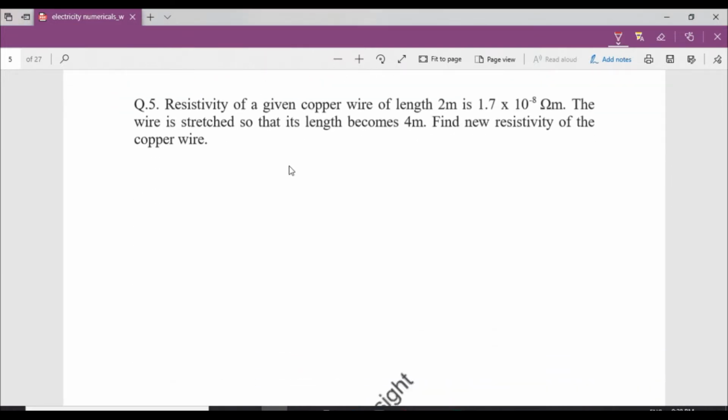Now the question is, the resistivity of a given copper wire of length 2 meter is 1.7 into 10 raised to power minus 8 ohm meters. The wire is stretched so that its length becomes 4 meter. Find the new resistivity of the copper wire. Now just look carefully here. We need to evaluate resistivity of a copper wire.